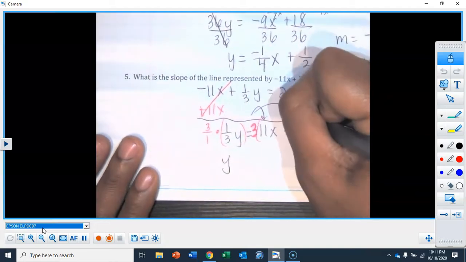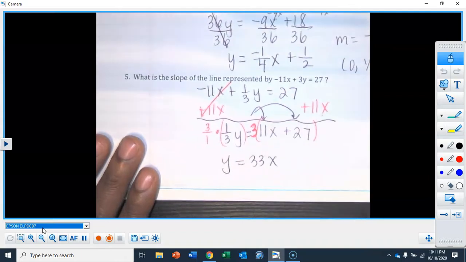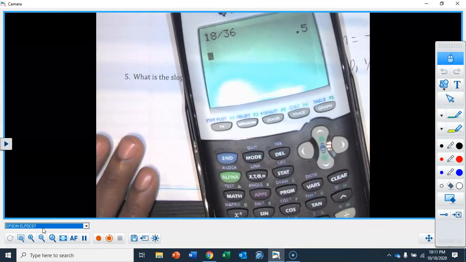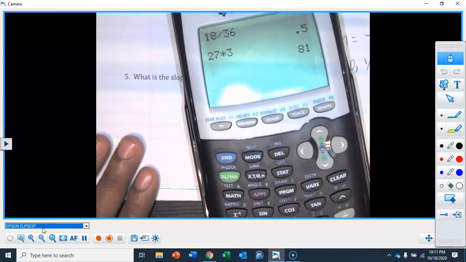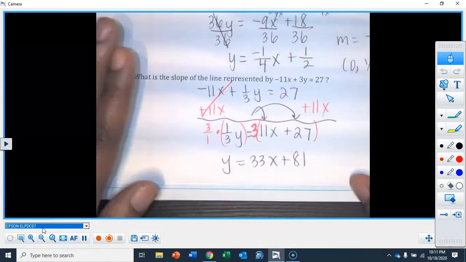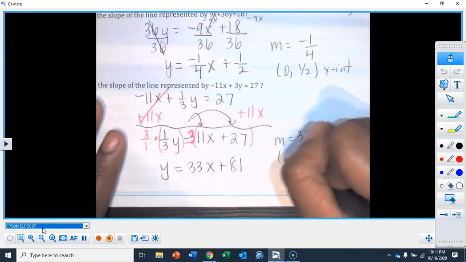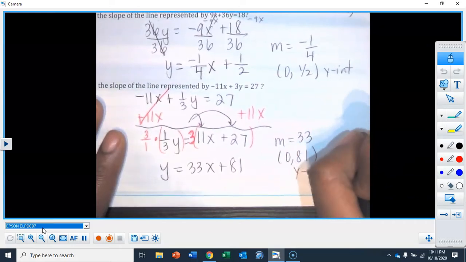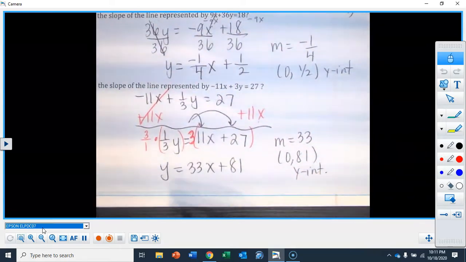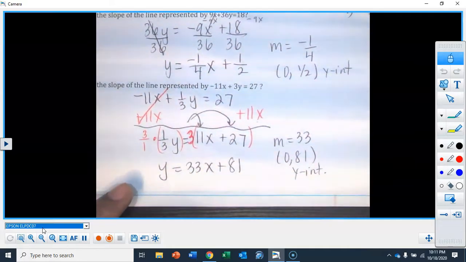Now do the distributive property, and you're going to get 33x, and then at the calculator, let's do 27 times 3, 81 back here. So what's our slope? M is 33, and (0, 81) is the y-intercept. Let me do that one more time, just so you can see this, okay? Let's do it again. All right, so I'm making it up.